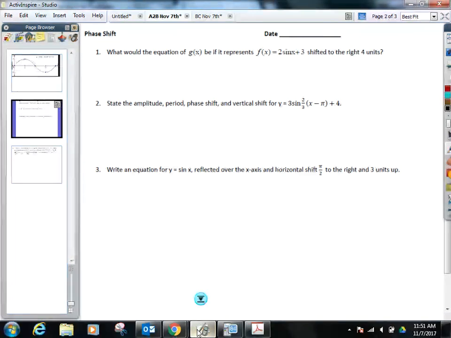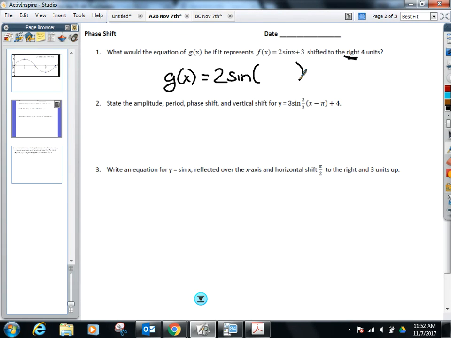All right, so write a new function for me, g of x, where this graph here, 2 sine x plus 3, is going to be shifted to the right 4 units. Shifted to the right. So now you're telling me right and left. So I now know amplitude, not affected. Sine curve. Now because you're telling me to go right, something's going to go inside the parenthesis. And it's just not x anymore. I want to go to the right 4 units.